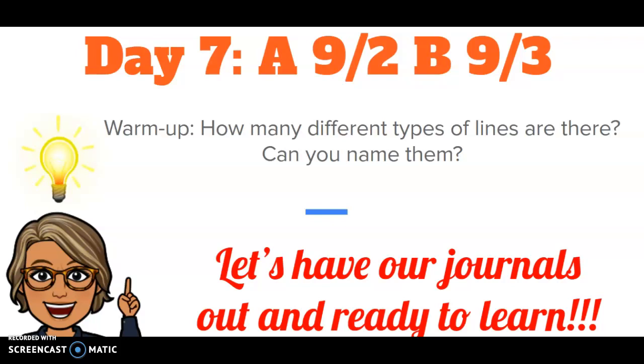Whenever I put that day 7, it's because it's the 7th time that we've met, okay? So if you're an A day, you're meeting on September the 9th. If you're a B day, you're meeting September the 3rd, okay?